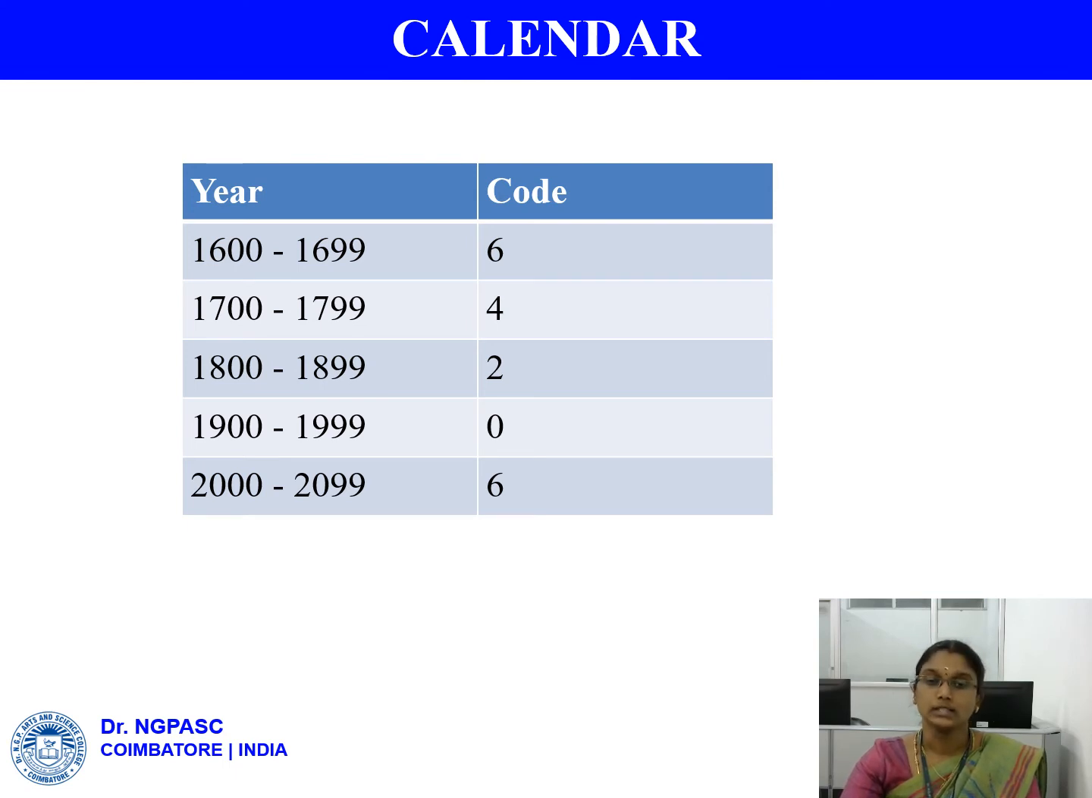So 1600 to 1699, the code is 6. 1700 to 1799, the code is 4. 1800 to 1899, the code is 2. 1900 to 1999, the code is 0. 2000 to 2099, the code is 6.